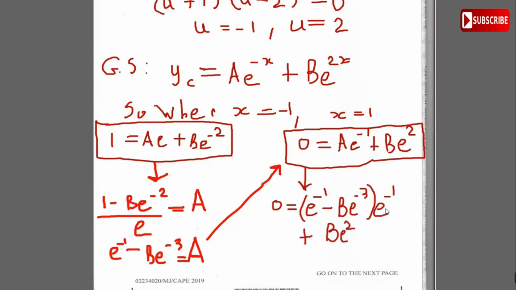So now expand this. e to the minus 1 times e to the minus 1. When the bases are the same, you add the powers. Minus 1 plus minus 1 is minus 2, so I get e to the minus 2. Then I add the powers again, minus 3 plus minus 1 is minus 4, so times B e to the minus 4, plus B e squared.